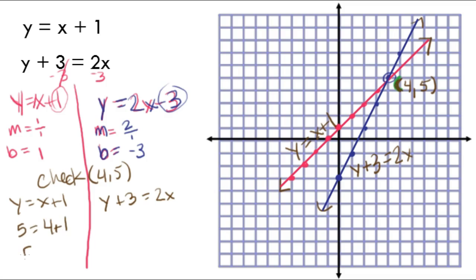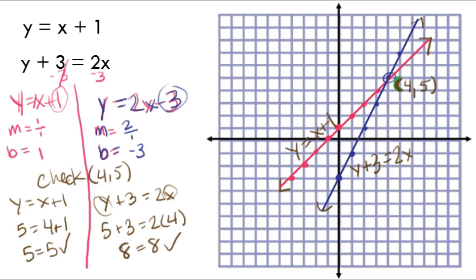And you can see this one, the checks are really easy most of the time. That one comes out right. And this one's 5 plus 3 equals 2 times 4. So I'm just replacing my y and my x with the 5 and the 4. And that is 8 equals 8.